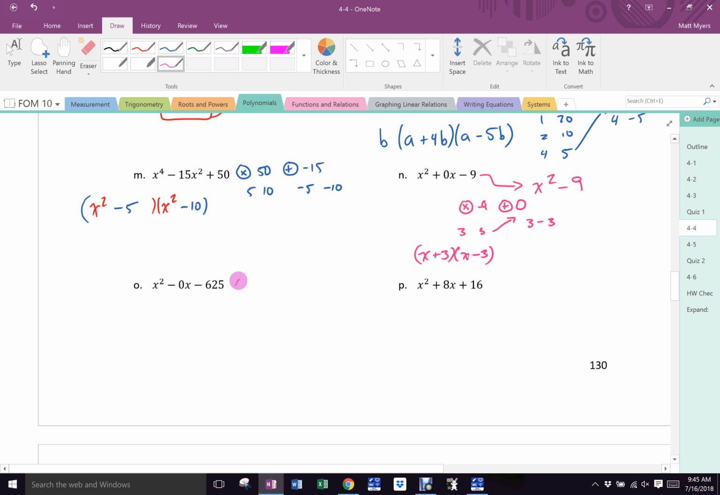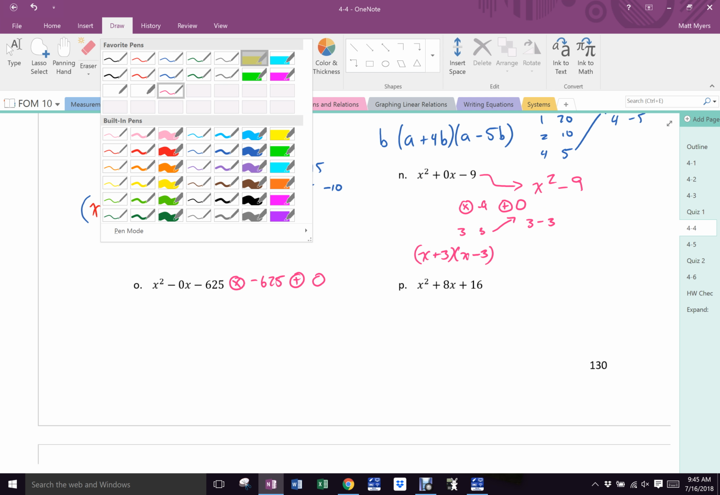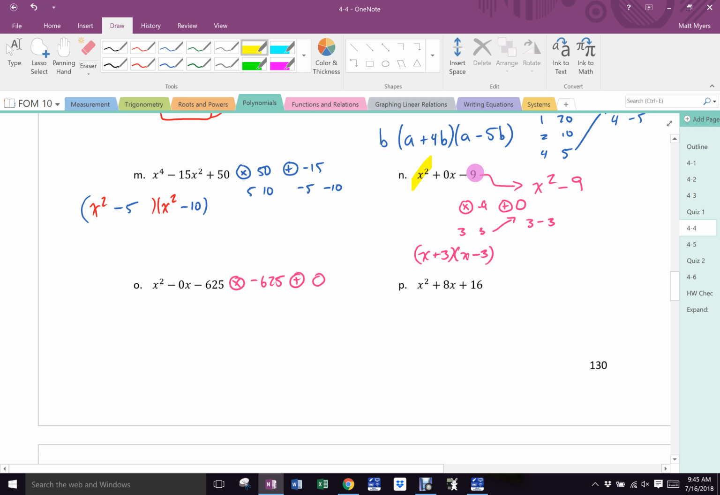I need to multiply to negative 625 and add to 0. Now, you guys are smart people. Look what happened. Look at the relationships. Look at the patterns. X, X, X. Y, 3, 3. What's the pattern?